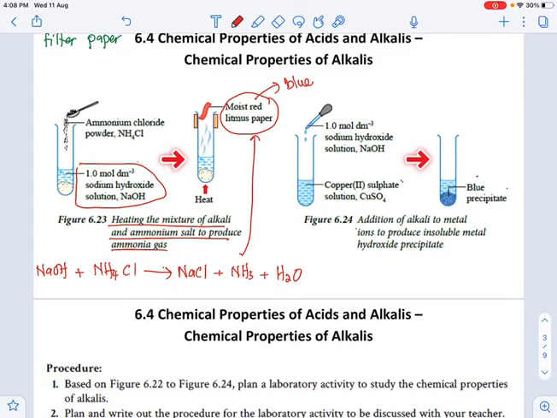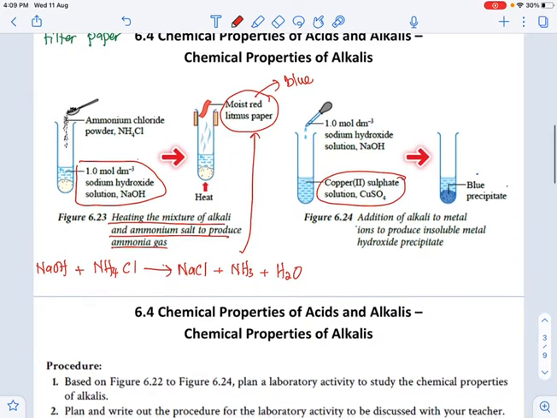And lastly is the addition of alkali to metal ions to produce insoluble metal hydroxide precipitate. Okay, in figure 6.24, copper(II) sulfate solution is poured into a test tube. Okay, in copper(II) sulfate solution, which one is the metal ion? It is the copper(II) ion. Okay, then add sodium hydroxide solution. So the blue precipitate is formed.